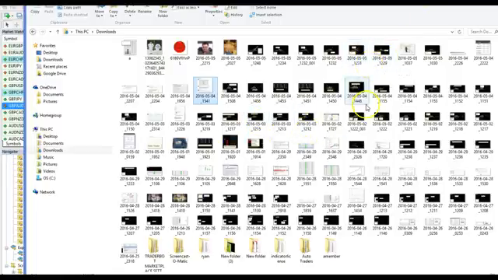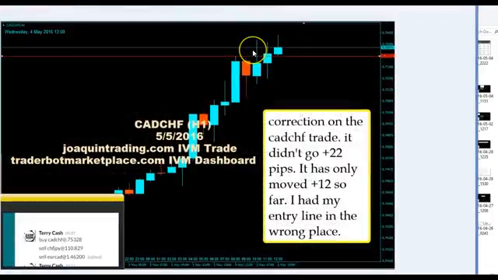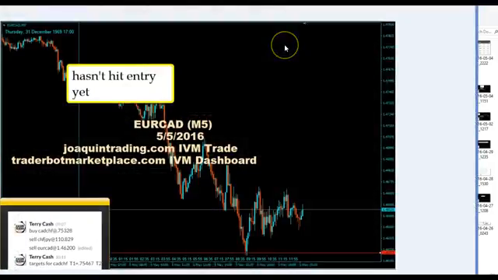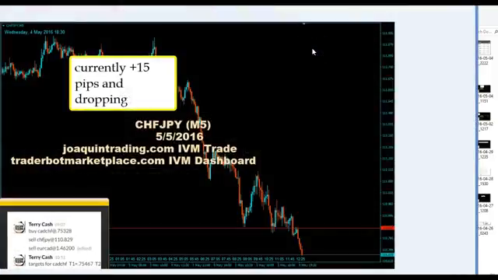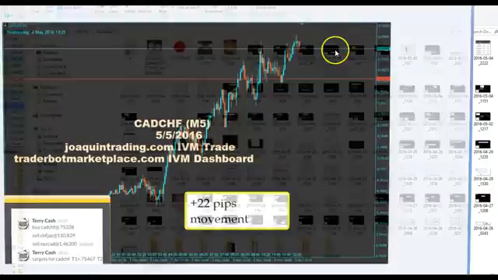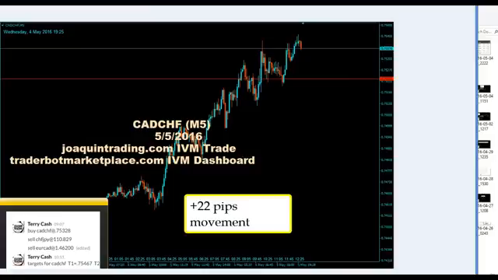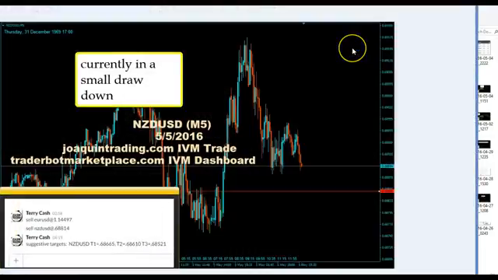Let's check a couple more. I don't know. We'll start here. Oh, this one was a correction. It didn't move 22 pips. It only moved 12 pips on that one. Hasn't hit entry yet. Currently 15 pips and dropping. Moved up 22 pips. I take these shots a few hours after the trade is placed. Okay, this one's currently in a drawdown.